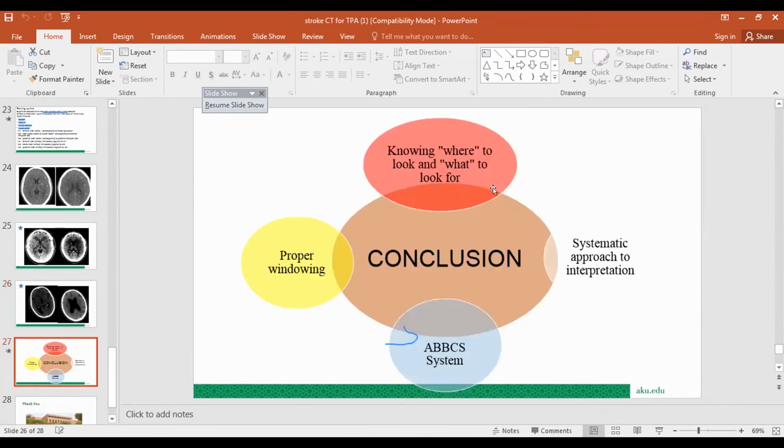So concluding my presentation, when you are reading a stroke CT, you should know where to look and what to look for. You should have a systematic approach to interpretation. You should have a proper windowing for the brain parenchyma. And for the systematic approach, it's better to follow the ABBCS system, or any system in which you can rule out bleed, you can rule out midline shift, and you can rule out anything else which can mimic clinically a stroke.